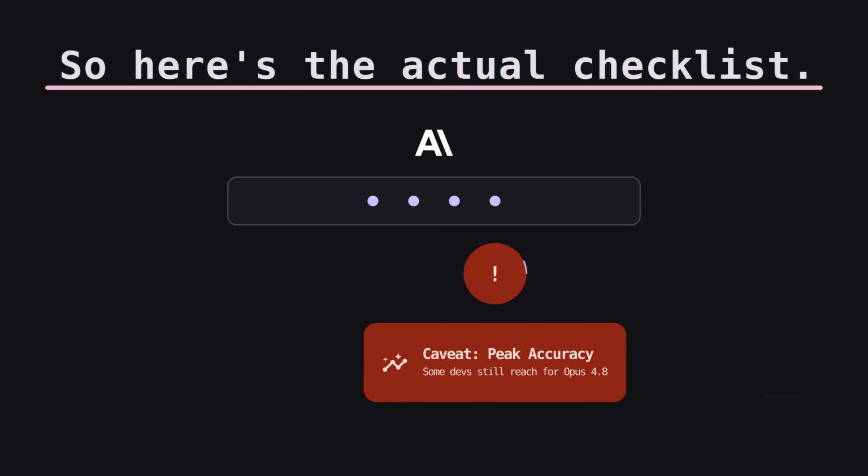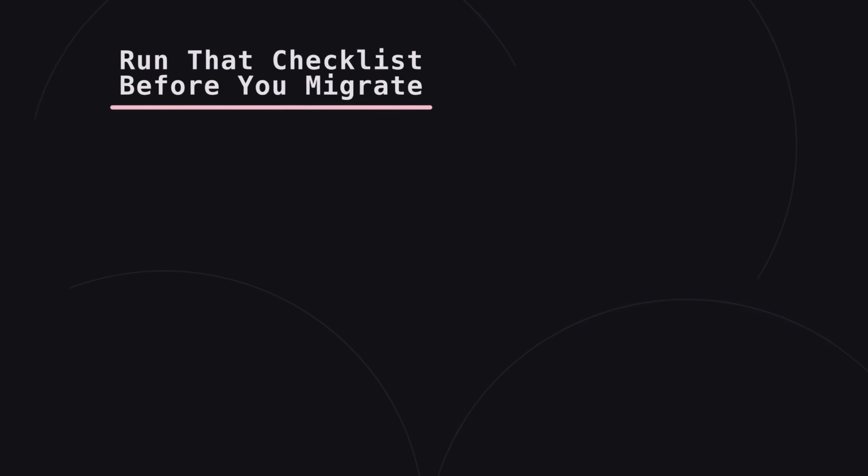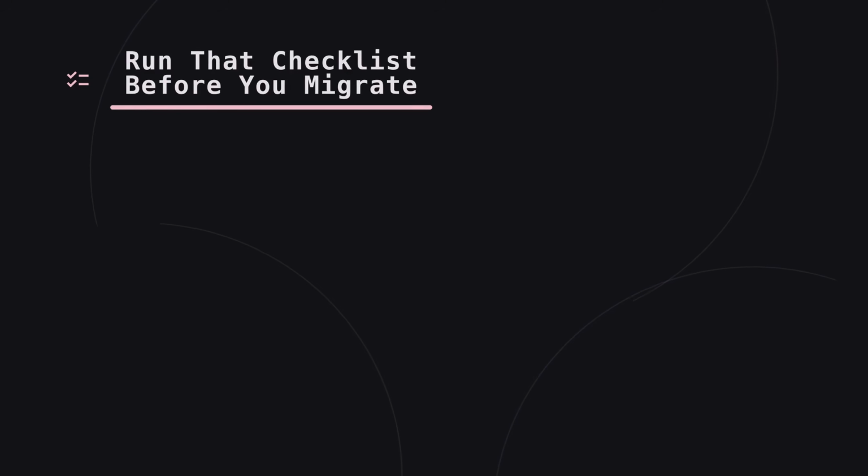If your binding constraint is peak accuracy, not cost, some devs still reach for Opus 4.8 over Sonnet 5, even with the gap closing. This isn't a blanket migration. It's a 4-item checklist you run against your own numbers, weighed against everything Sonnet 5 actually gets you. Somewhere between those notches is your real number, not the marketing one. Run the checklist before you migrate.